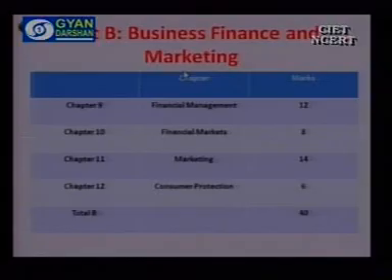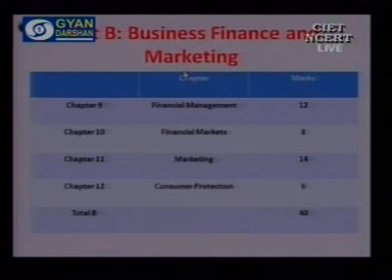Yeah, in book 2 we have 4 chapters. You can now see this on your screen. The weightage of marks will also be displayed for you. Chapter 9 is financial management, and the weightage of marks is 12. The next chapter, chapter 10, is financial markets, which is for 8 marks. Chapter 11, marketing, is for 14 marks, and the chapter on consumer protection is for 6 marks. So the total of part B, book 2, is 40 marks. Book 1 was 60 marks, and now the total becomes 100 for your business studies paper.